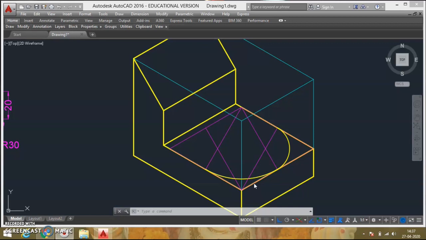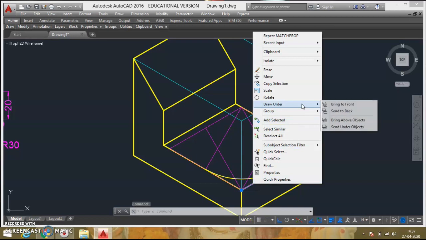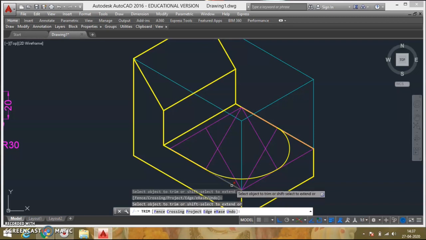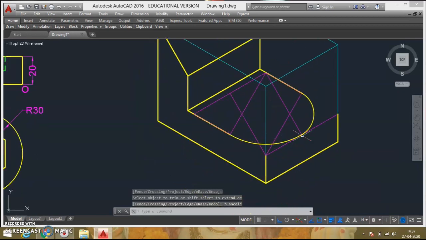Now once it is done, then I know that this line is redundant here, so I can just delete that. Even I can just trim this line. I can trim this line as well. Now what I know is, since it's a cylinder, the same circle you have to draw down also.